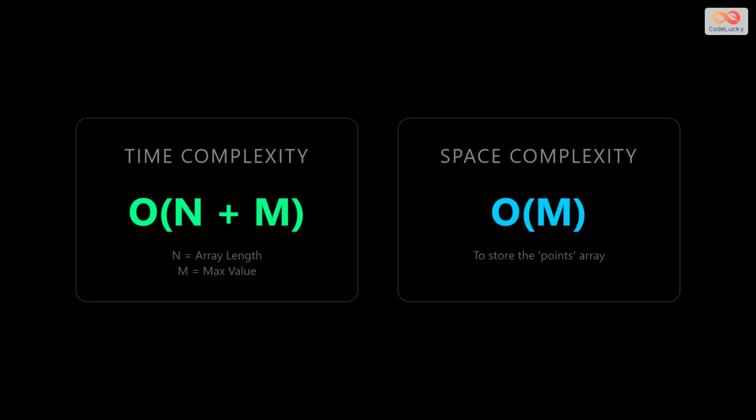Finally, let's look at the efficiency. The time complexity is big O of n plus m, where n is the length of the input array and m is the maximum value in that array because we iterate through both. The space complexity is big O of m, used to store our points array. This is efficient enough for most competitive programming constraints.